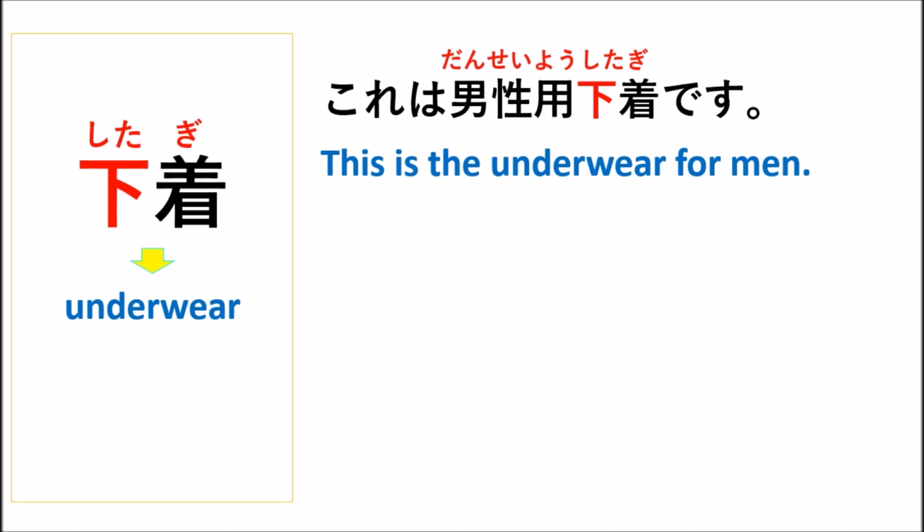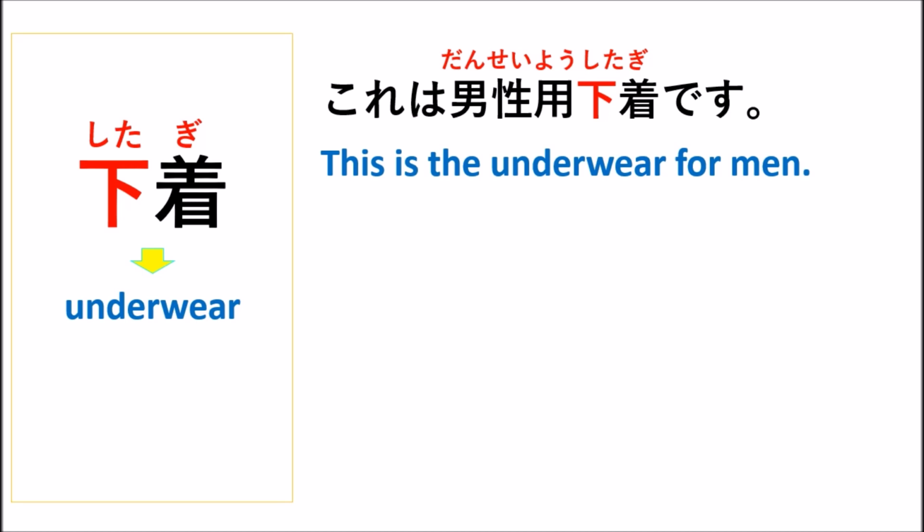And in here we have a sentence like これは男性用下着です。男性 means men. Yo means for. And 下着 means underwear. So it can be like underwear for men. これ means this is, right? So this is the underwear for men.